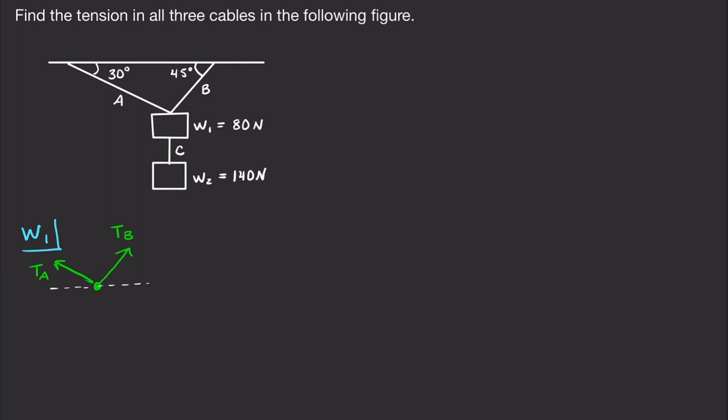Okay, so I can write these angles. If the angle that this cable makes with the horizontal roof is 45 degrees, then it will also make an angle of 45 degrees with the horizontal that I've drawn down here. Likewise for tension in cable A. And then we also have a weight. We have the weight of the first box pointing down, and we also have tension in cable C.